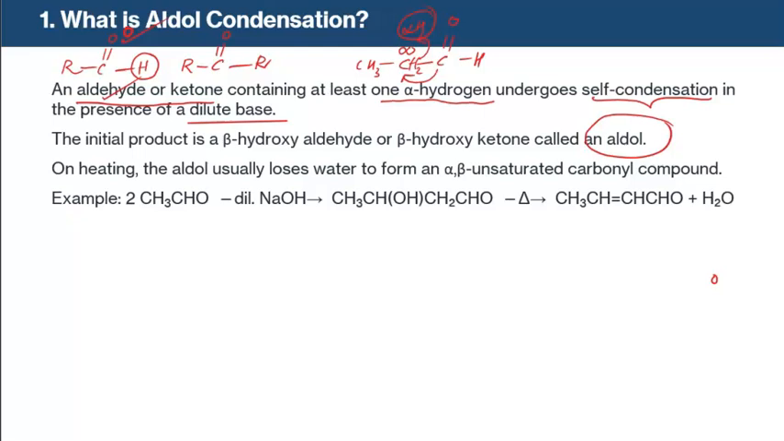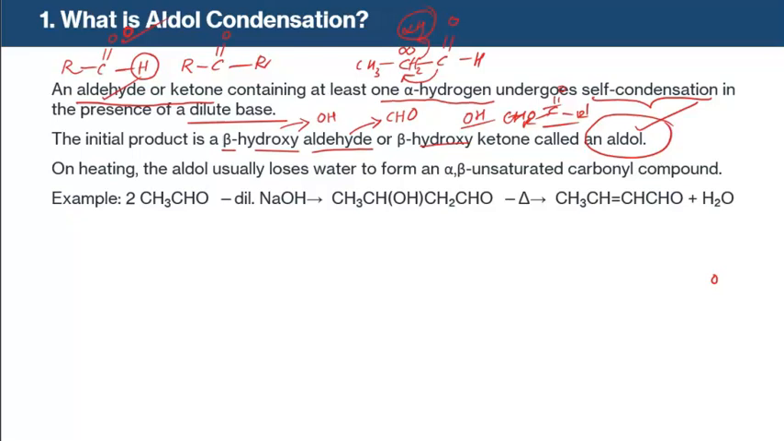The name indicates beta hydroxy. Hydroxy means which functional group? That is OH. And aldehyde means the CHO group is in the compound. If both OH and CHO are in a compound, that is called an aldol. Similarly, if the compound contains both OH and C double bond O, the ketonic type, the compound is also known as an aldol.